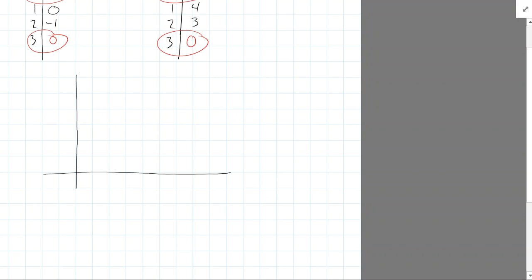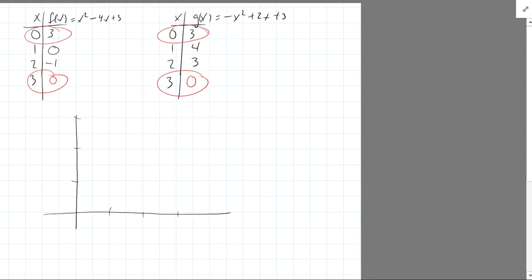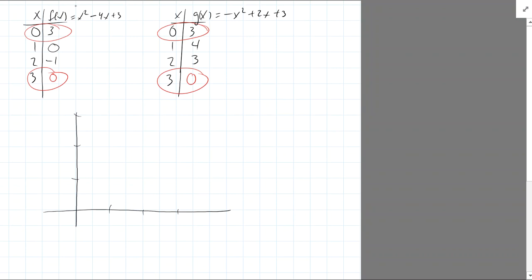And I'm gonna make mine a little bigger. That's 1, 2, 3, 1, 2, 3. Yeah? Okay, so we're gonna graph, what did I say was f of x? I'm gonna make f of x blue, and I'm gonna make g of x red.